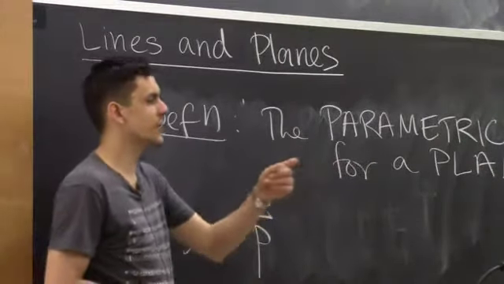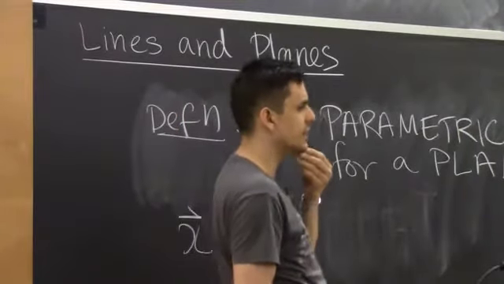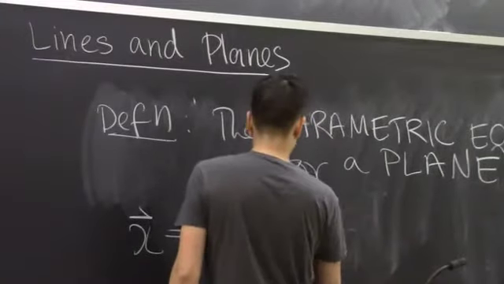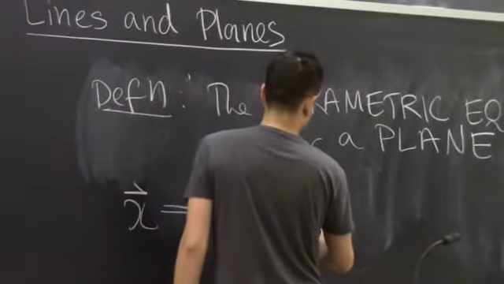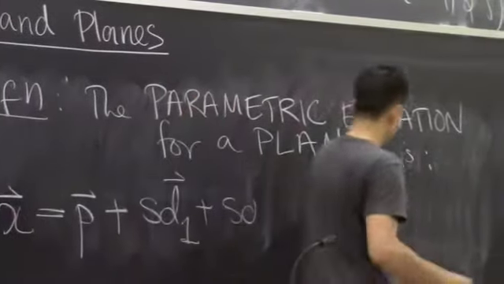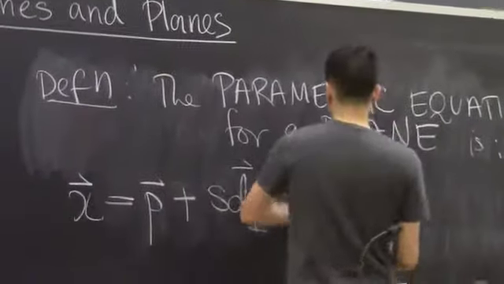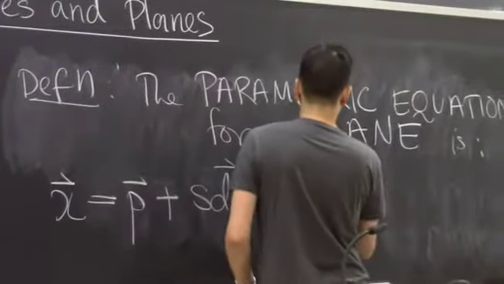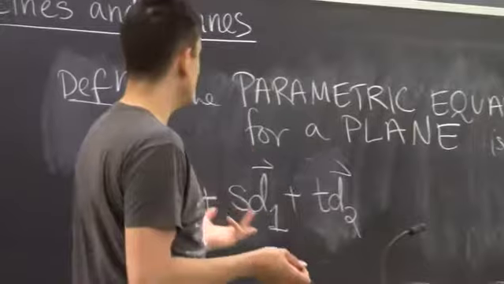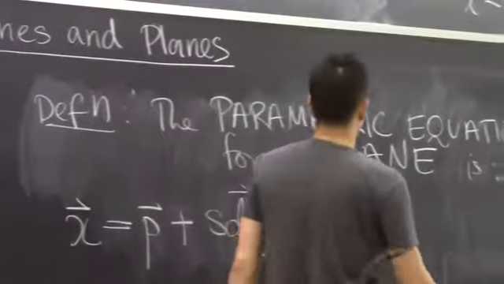Yeah? Two non-zero, non-parallel vectors. Yeah, that's very specific and very good. Okay, so we're going to add two non-parallel, non-zero vectors.